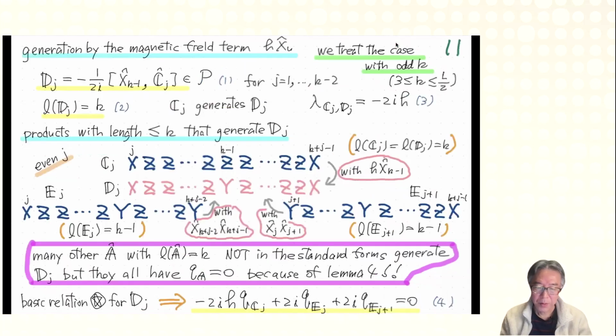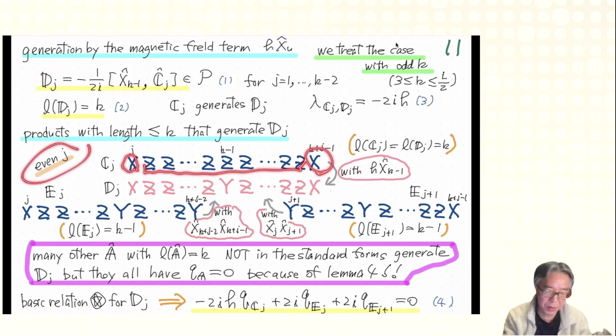Now, we must use the magnetic field term like this. And we have to now consider something obtained by taking commutation relation with this x. So now let's define this new thing, dj, which is a product obtained by taking the commutation relation with x and this Cj. Yeah, let's look at this. This is Cj. Okay, it starts from x and just z's, and you end at x. I'm assuming that j is even.